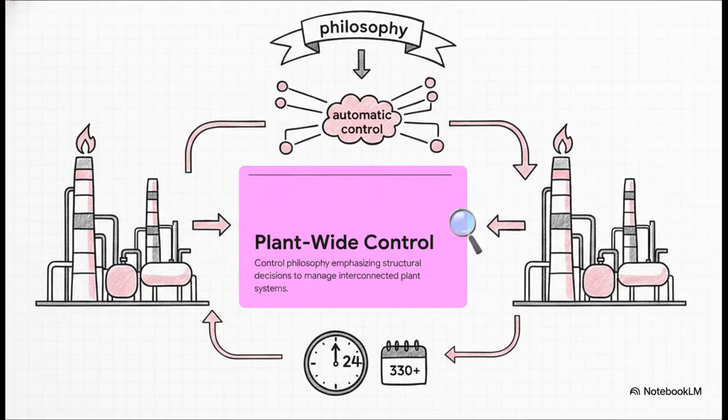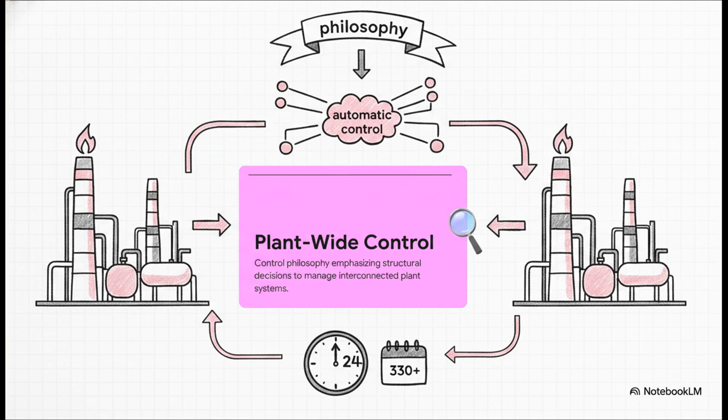It's pretty fascinating to realize that managing an entire plant is fundamentally different from just, say, controlling a single machine. Think about modern chemical plants, like massive oil refineries or ethylene plants. They don't just turn on and off like your car. They're running 24 hours a day for 330 days or more every single year. Because of that huge, nonstop scale, manual control is literally impossible. Automatic, plant-wide control is absolutely essential.